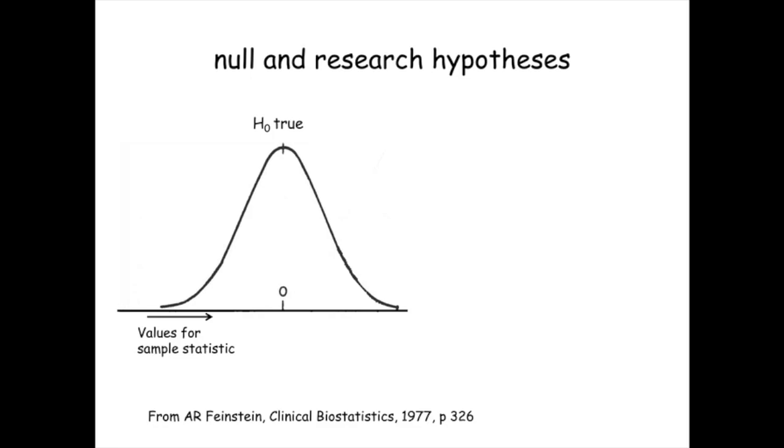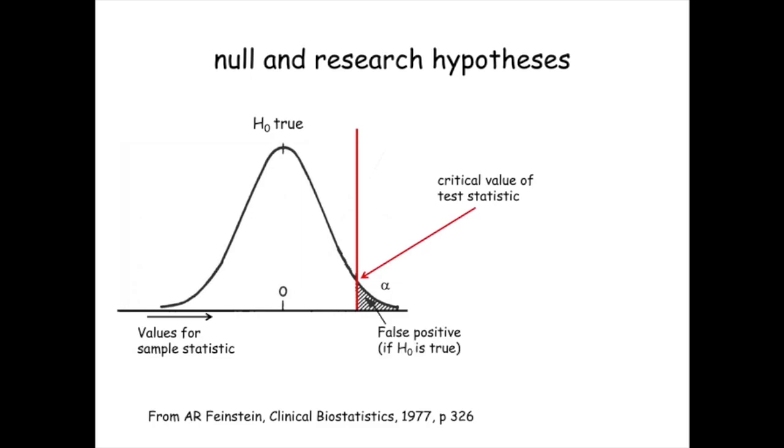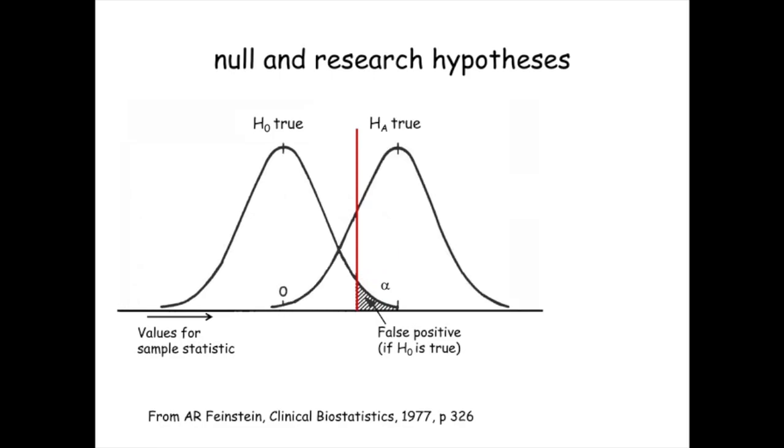All possible values of the test statistic are shown on the x-axis. By setting the significance level, we determine both the critical value of the test statistic and the rejection region. It's possible to reject the null hypothesis when it's true, but we minimize this risk of false positives by setting alpha very low. The power of a test is a probability or area under the model of the research hypothesis, so we are going to focus on this distribution.